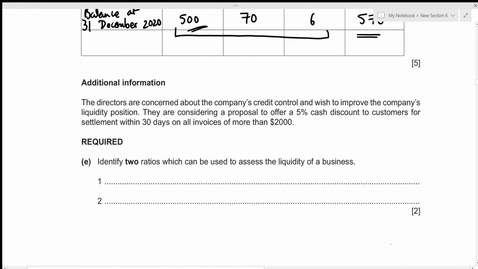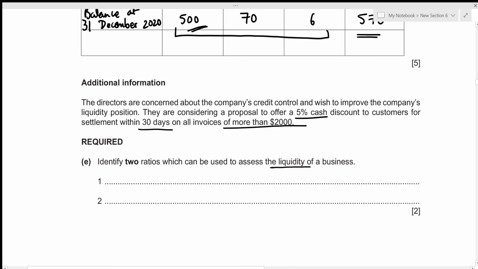We are given another additional information. The directors are concerned about the company's credit control and wish to improve the company's liquidity position. So they are considering a proposal to offer 5% cash discount to customers for settlement within 30 days on all invoices of more than 2,000. Now we need to identify two ratios which can be used to assess the liquidity of a business.